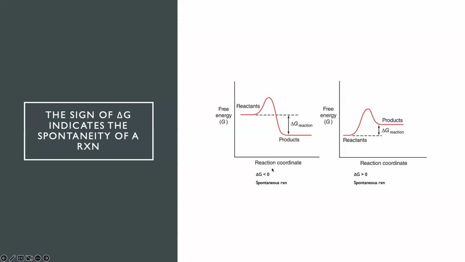And I think that this is a typo. So here, delta G, when it is less than 0, is going to be spontaneous. Delta G, when it is greater than 0, is going to be non-spontaneous. So this should say non-spontaneous. And again, it doesn't change with the presence of a catalyst.